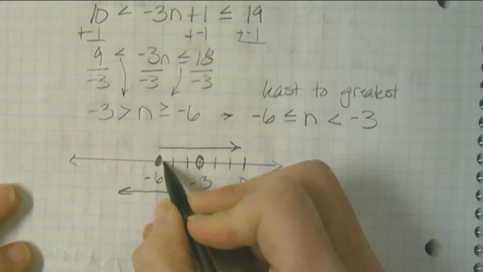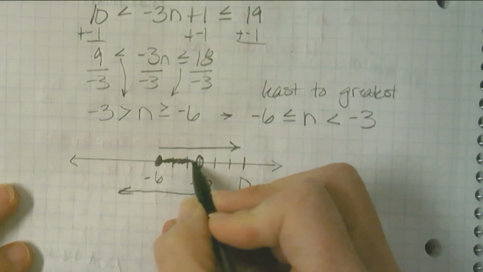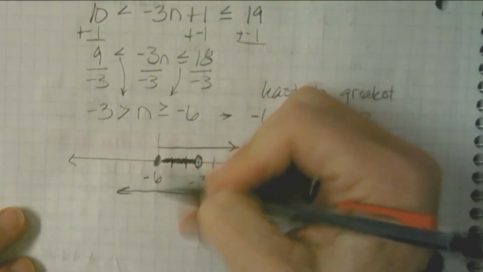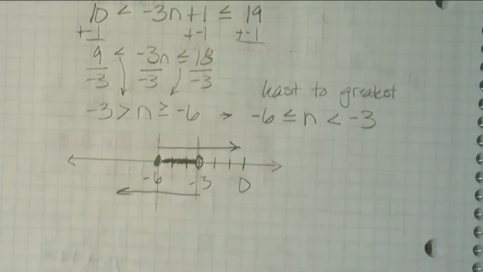And then my solution is in between those two numbers. It's the overlap, because that's where the two graphs overlap, is in that space.